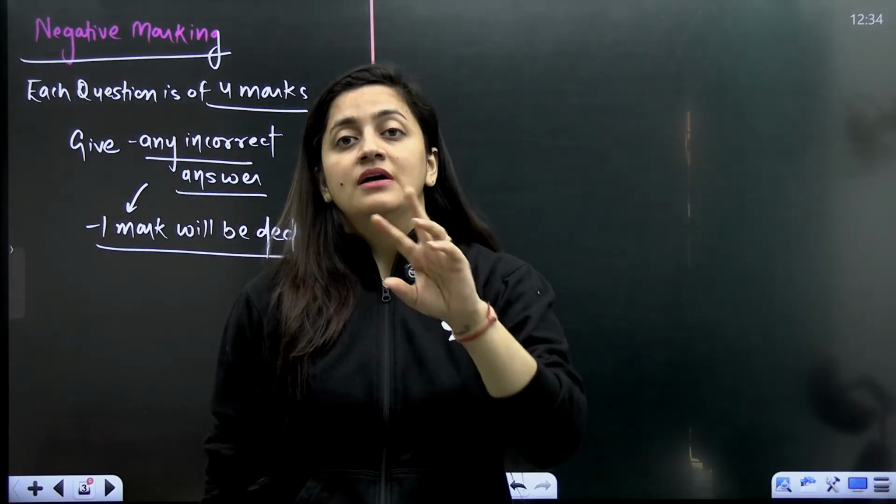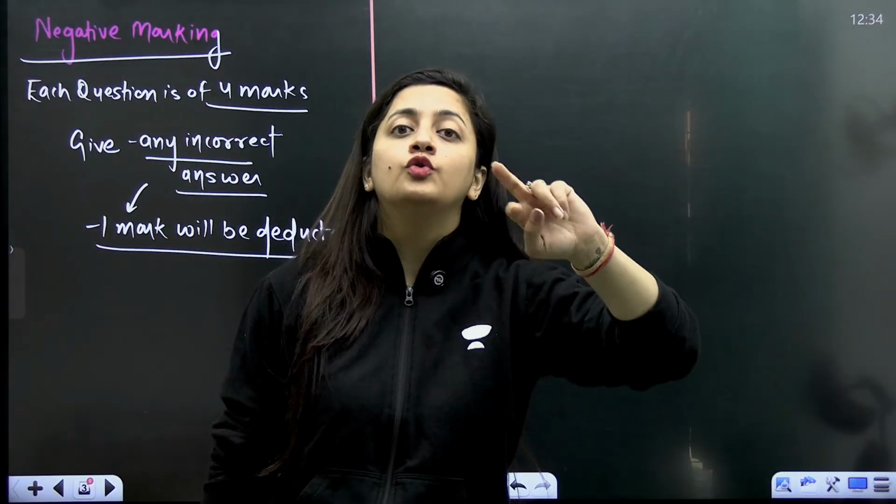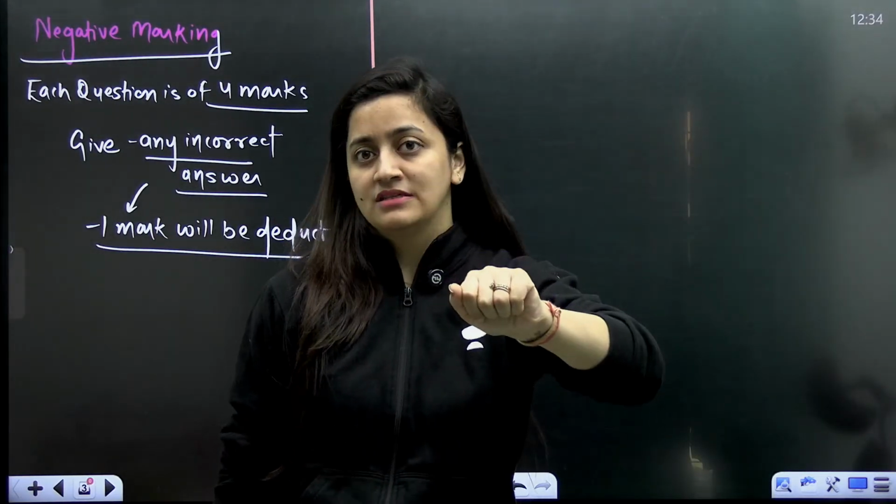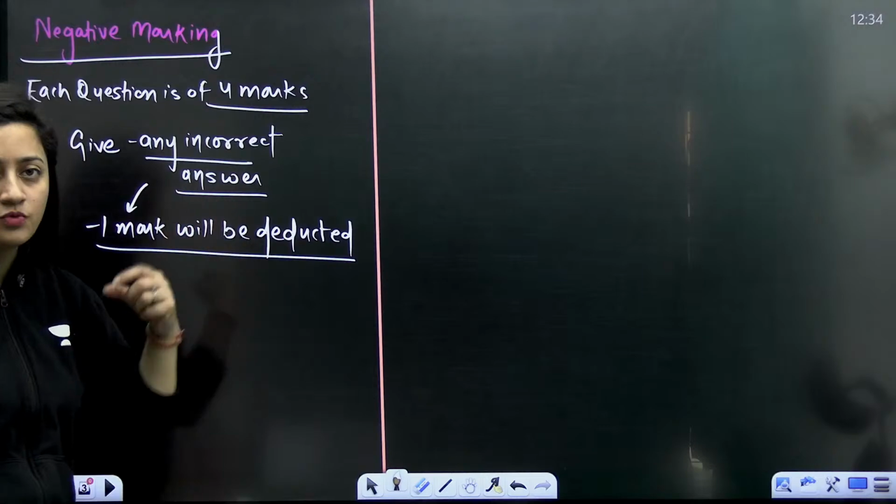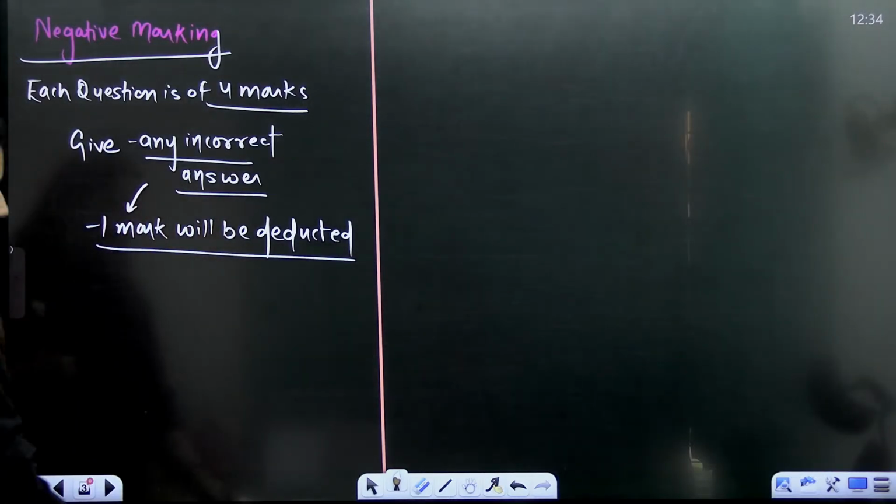That is, let's suppose the question is of 4 marks, then your 2 marks will be deducted if you mark any answer incorrectly. But here it is 1/4, so -1 mark will be deducted. Now let me give you one example here.